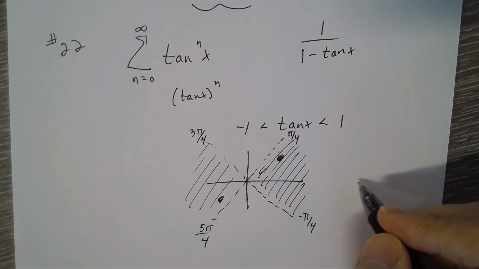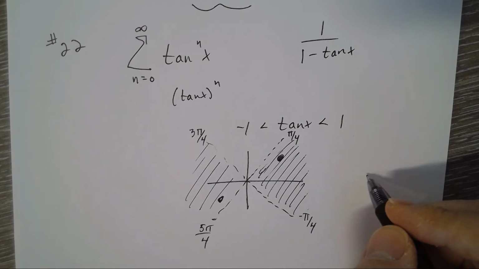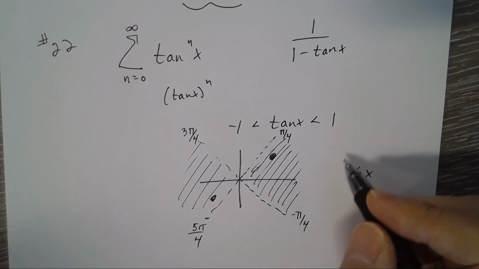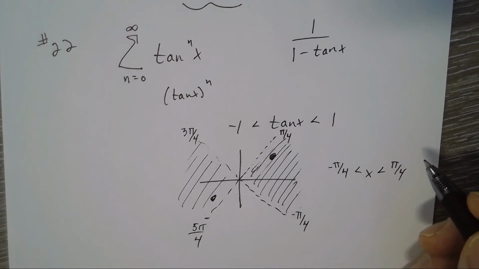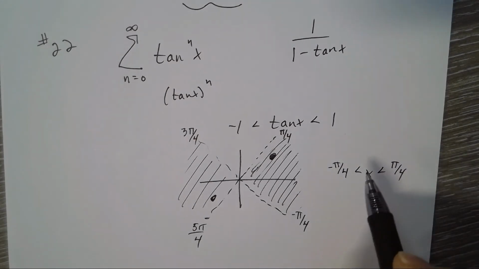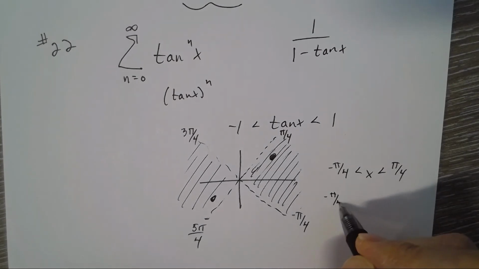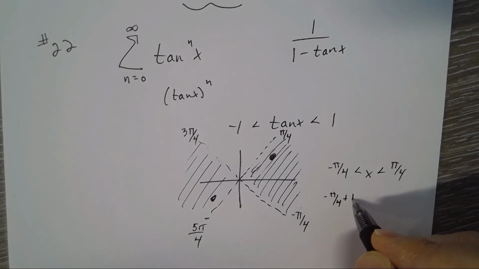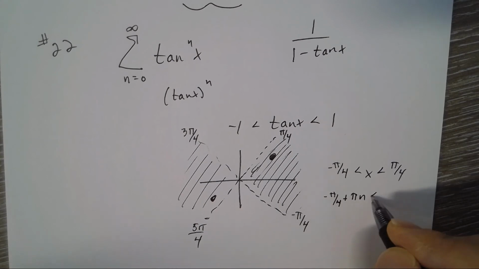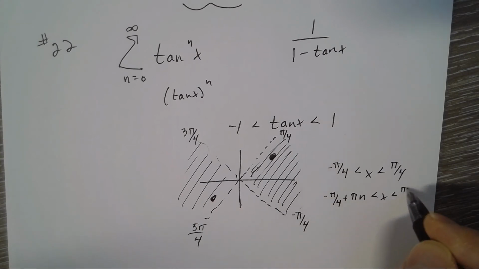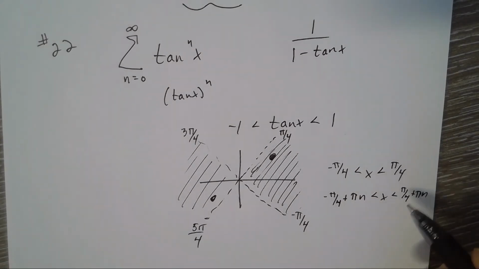So to represent this repeating every pi, you could just say x has to be between -pi/4 and pi/4 in order for it to happen every pi, so that you could just say -pi/4 plus pi n and pi/4 plus pi n, where n is an integer, should get everything.